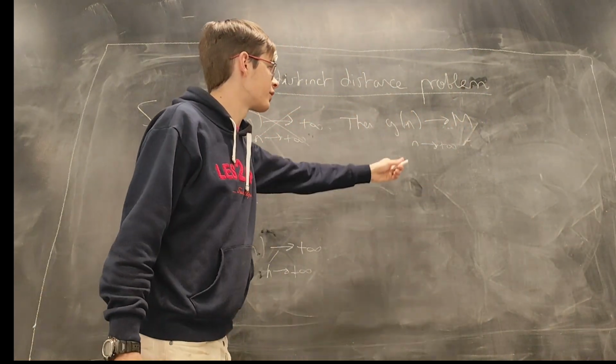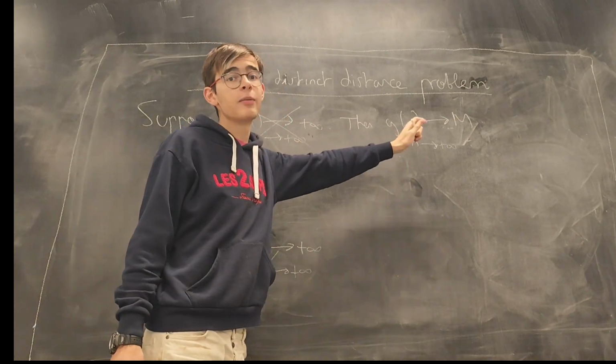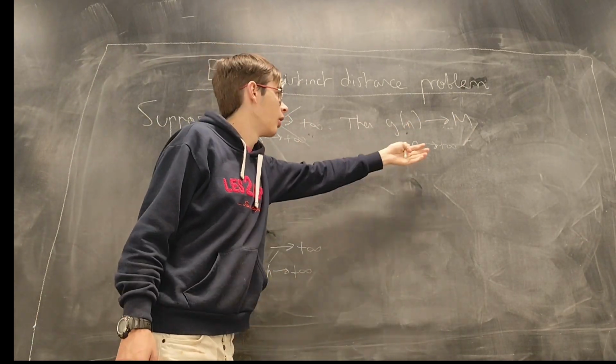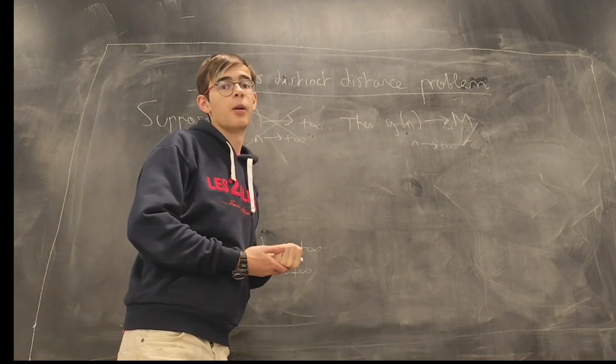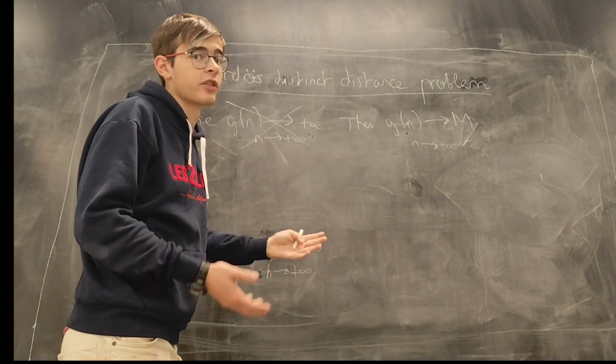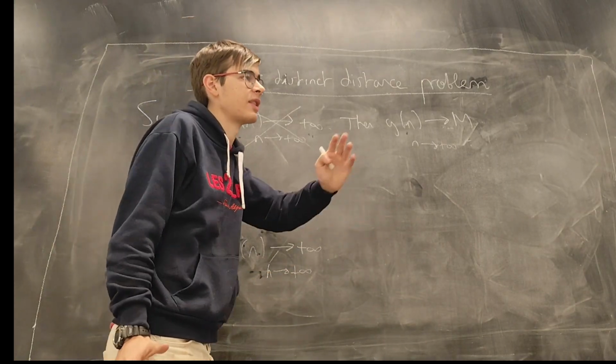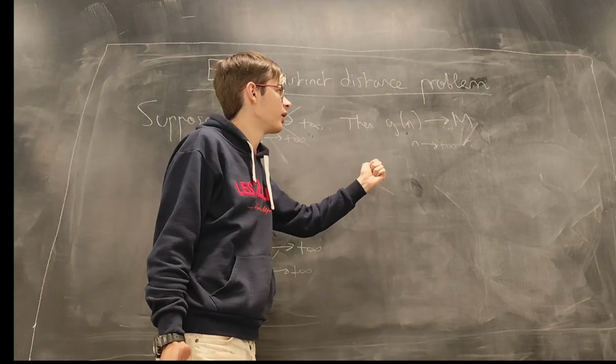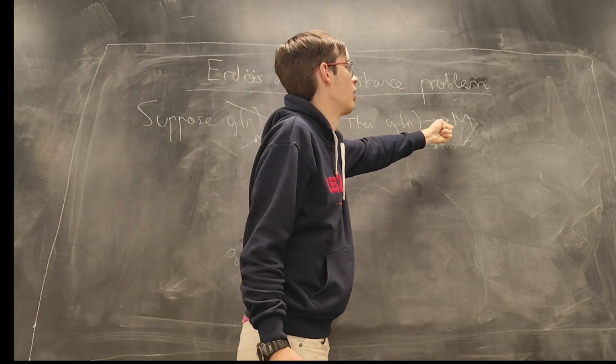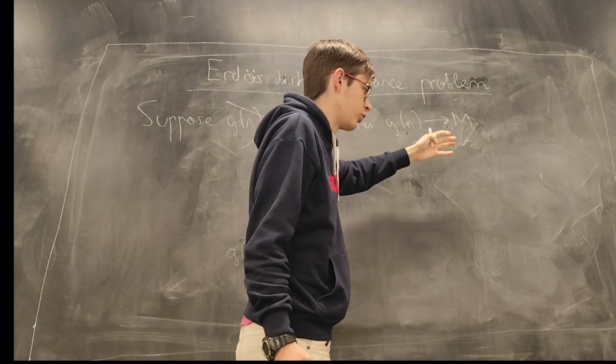Okay, this means that for all n, g of n must be smaller than big M here. Because if at some point it were larger, since it keeps on growing, it would not go towards this limit, right? It would be strictly above.